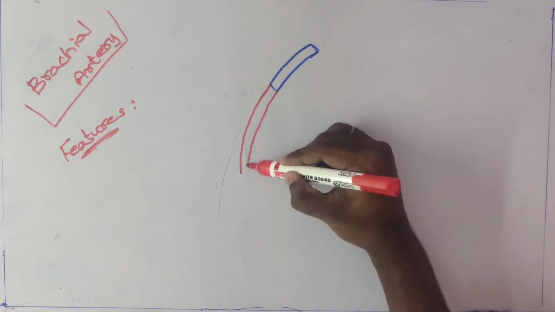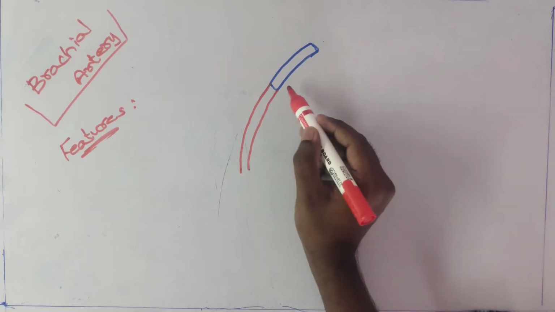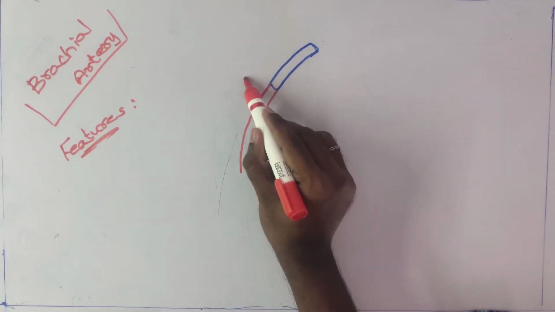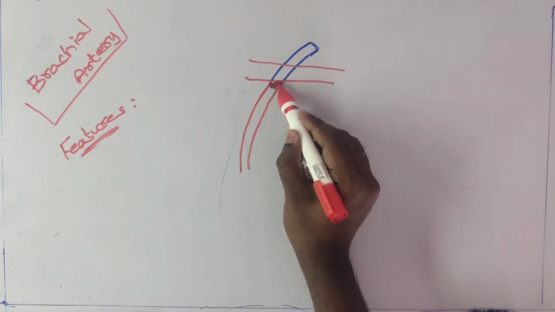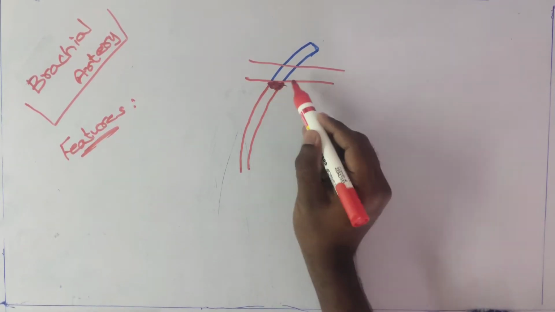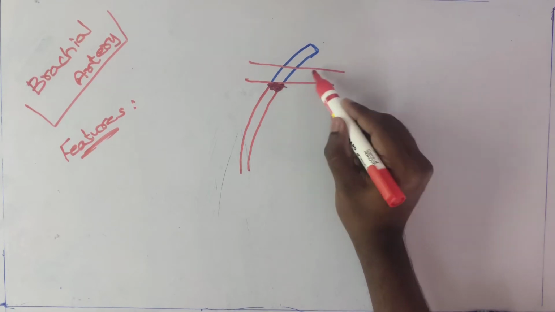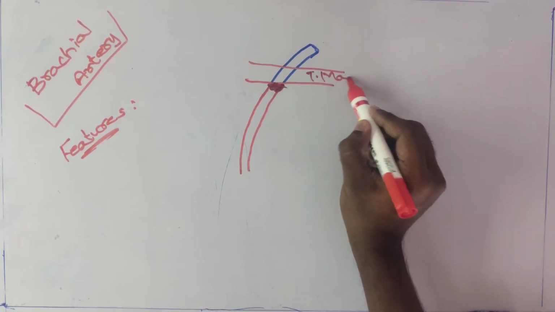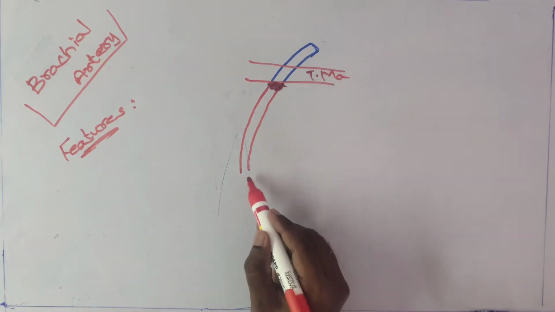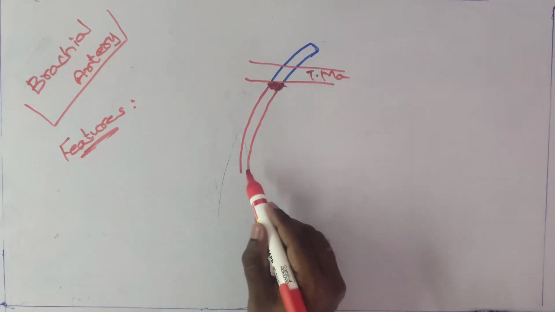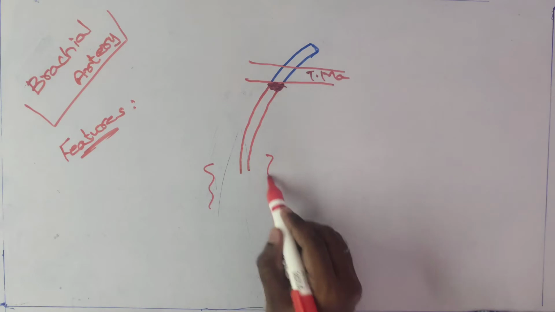It extends from the lower border of teres major. That means here is the teres major muscle, and it is the lower border of the teres major muscle. It extends from the lower border of teres major muscle to the front of the elbow. Think that it is the elbow. This part is the elbow.